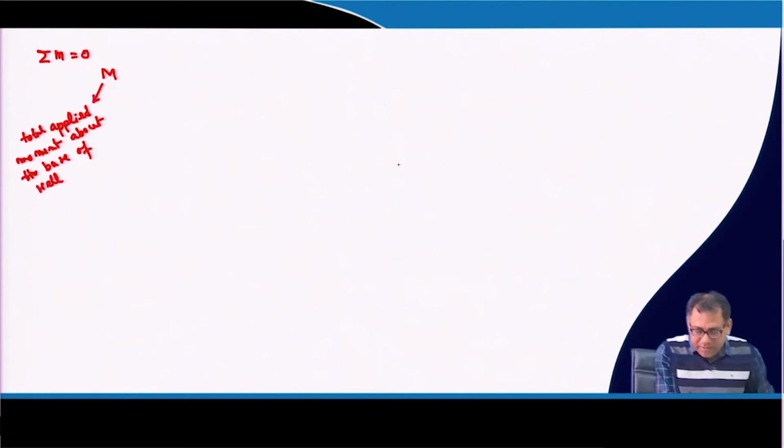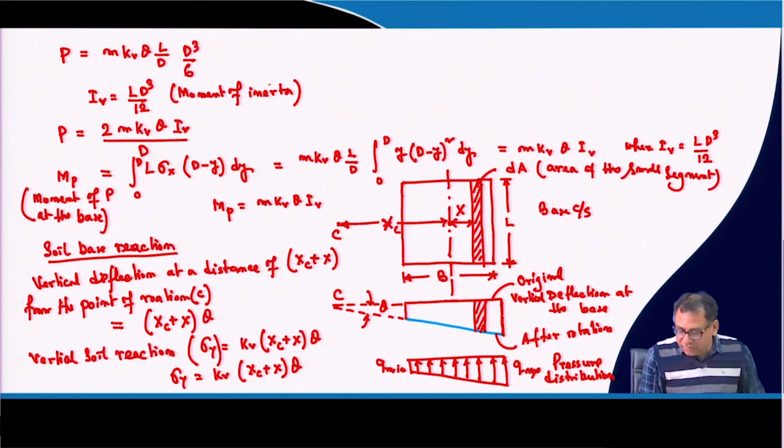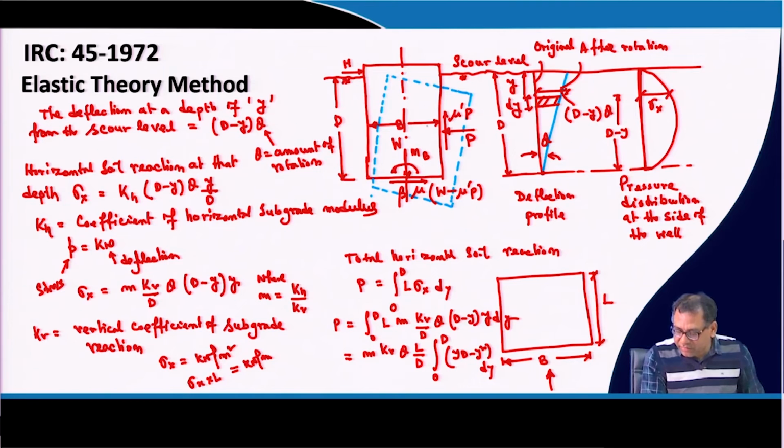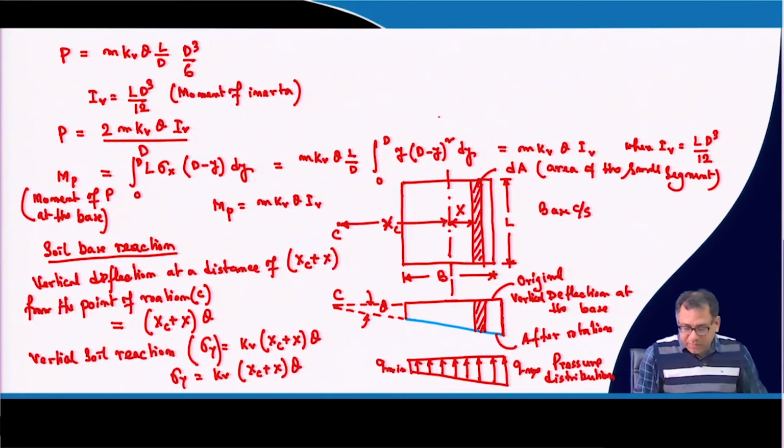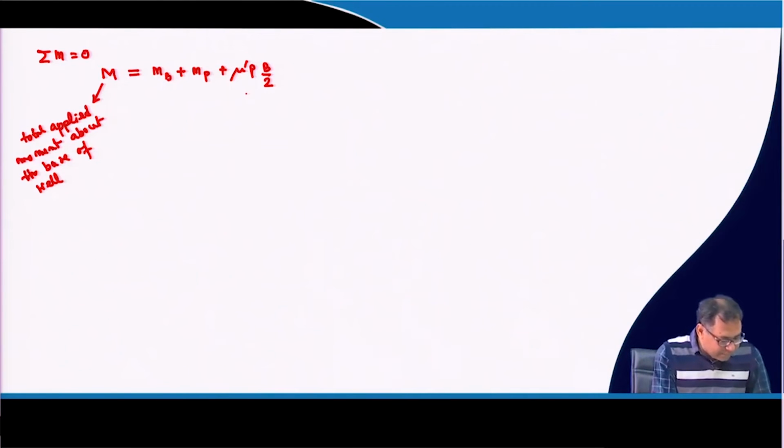So, if I take the applied moment, this will be equal to the base moment MB, then the moment due to P, MP, and then mu dash P, which acts at a distance of b by 2, because this is b. So this is equal to b by 2 where it is acting. Now if I put these values further: MB plus MP plus mu dash P into alpha D.